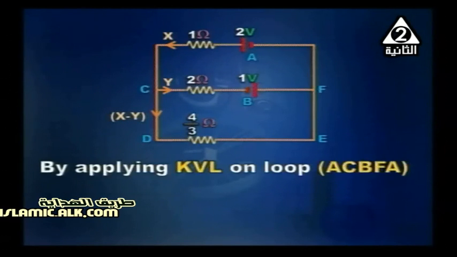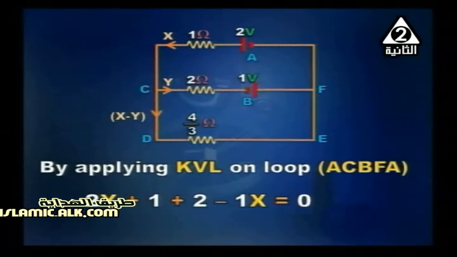Now, by applying Kirchhoff voltage law, KVL, on loop A, C, B, F, A, we can say minus 2y plus 1. 1 is the EMF of the battery. Yes, minus 1x is equal to 0.